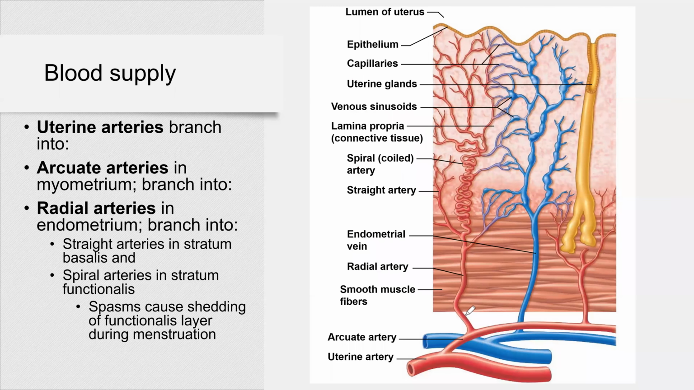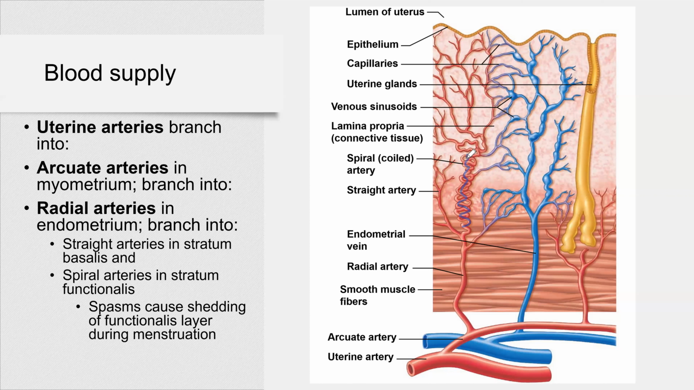Now let's see what happens with the uterine artery. So here's the uterine artery that runs towards the uterus, and then it gives branches, and those branches are called arcuate arteries. So they look like arches, arcuate. Then we have arteries that radiate from arcuate, so they are radial arteries. And then radial arteries branch into straight arteries and spiral arteries.